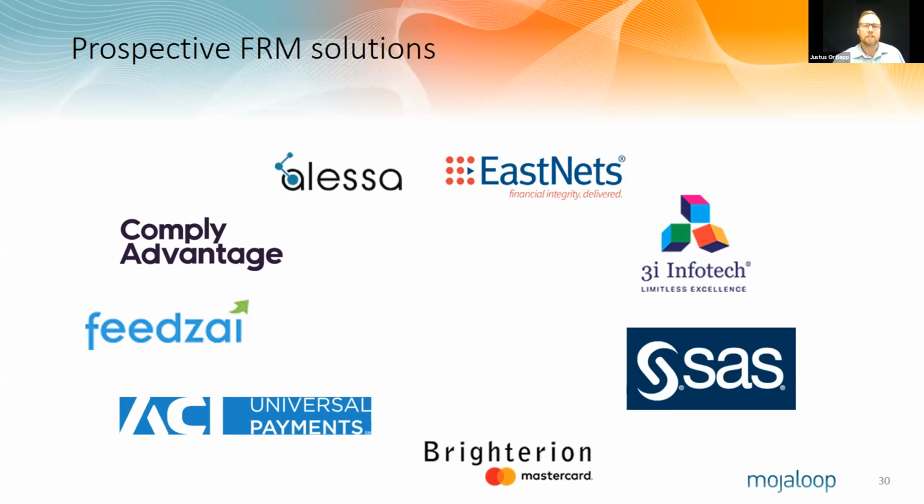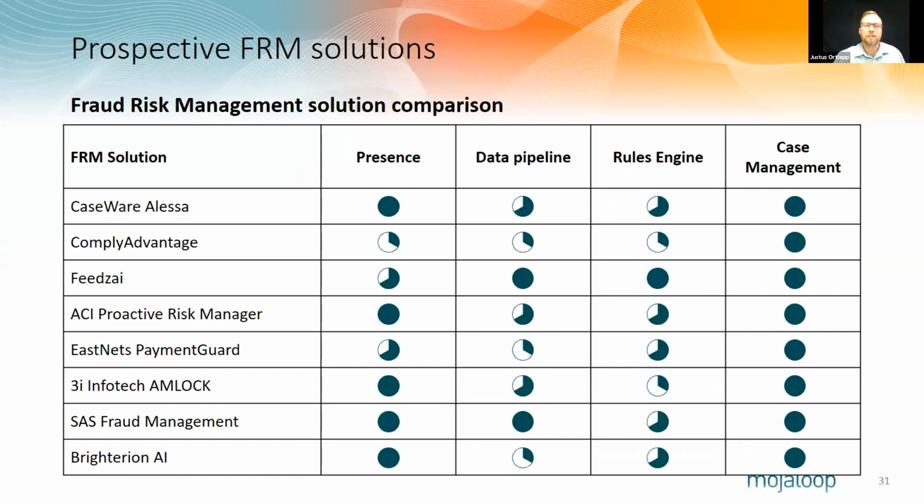We looked at, in more detail here, Caseware Alessa, Comply Advantage, FeedZai, ACI Proactive Risk Manager, EastNet's Payment Card, 3i Infotech's AMLOCK product, and then the SAS Fraud Management Solution. Also looked at Brighterion AI. I'm going to give maybe a few highlights of our investigation across some of these.